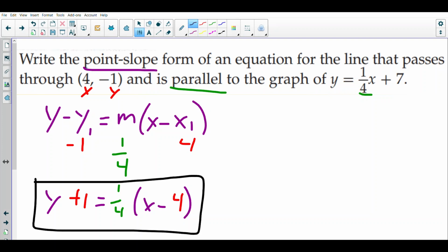If we wanted to make it in slope intercept form, all we would have to do is distribute and subtract that 1. So there's a couple examples of how to write parallel lines. I think parallel lines will be a little bit simpler for everybody. So it's a little bit shorter video.